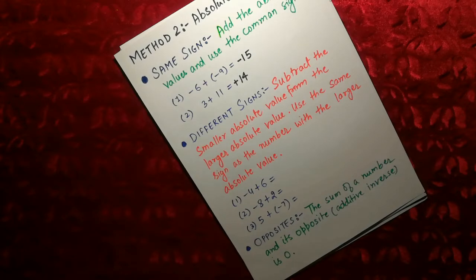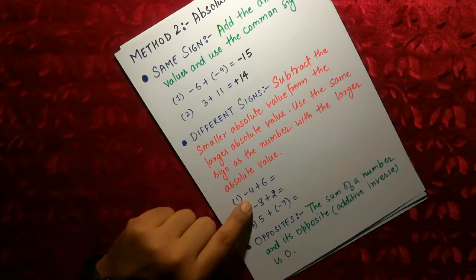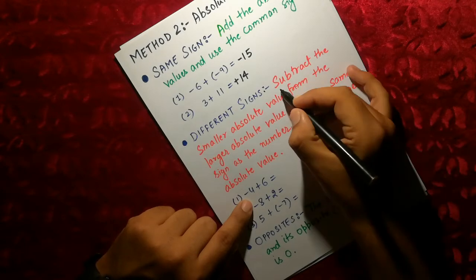Now just suppose we take an example, minus 4 plus 6. The absolute value of minus 4 is 4 and the absolute value of 6 is 6. Now what do we have to do? We have to subtract the values. We have to subtract them.